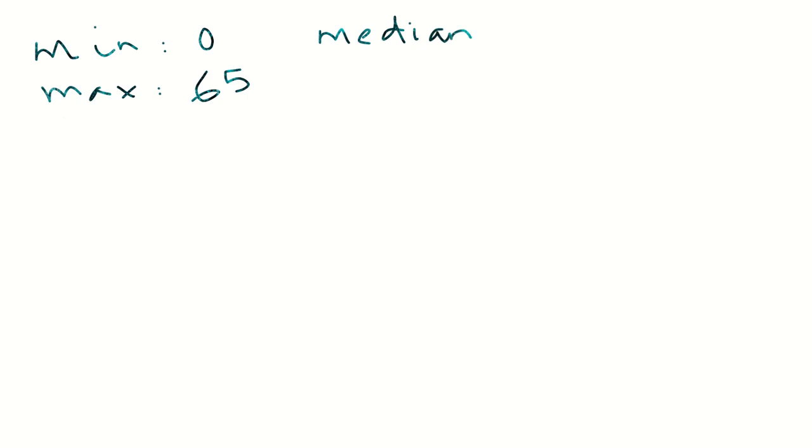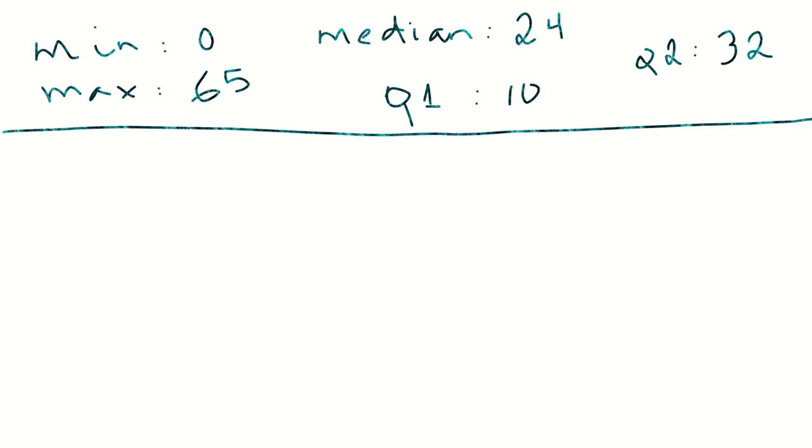All right, so what did we have? We had a minimum of 0. We had a maximum of, what was it, 65. We had a median of 24. We had quartile 1, Q1, that was 10. And we had Q2, quartile 2, that was 32. Okay, we're going to take all of these numbers and put it in a box and whisker plot.